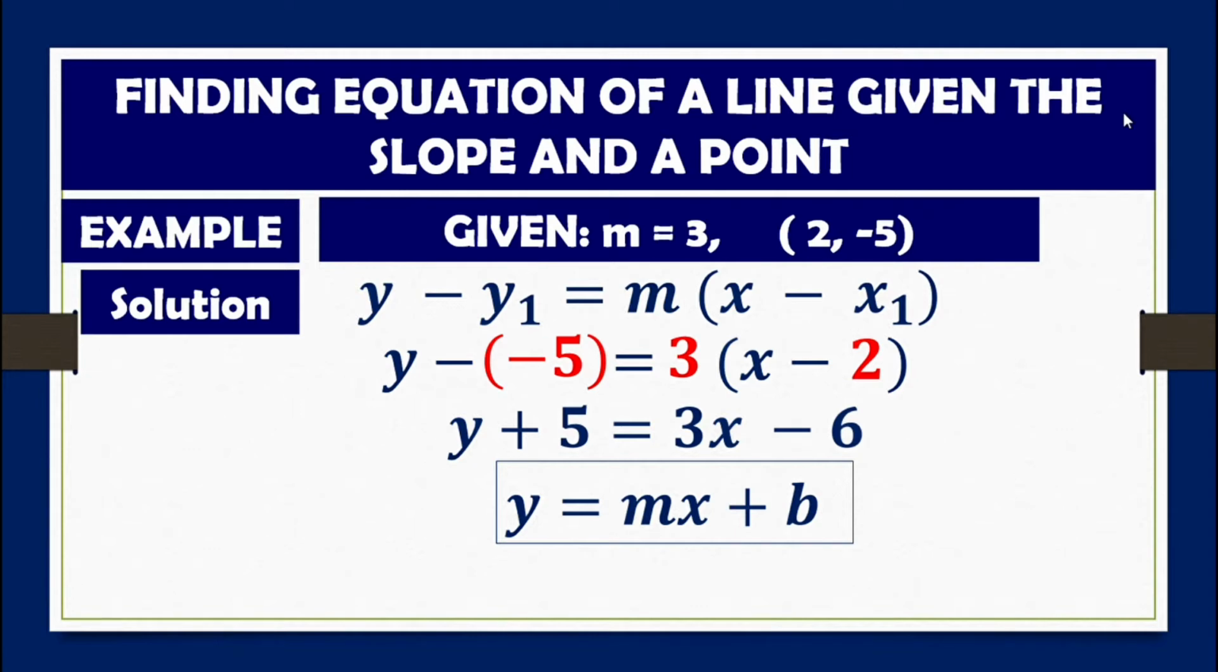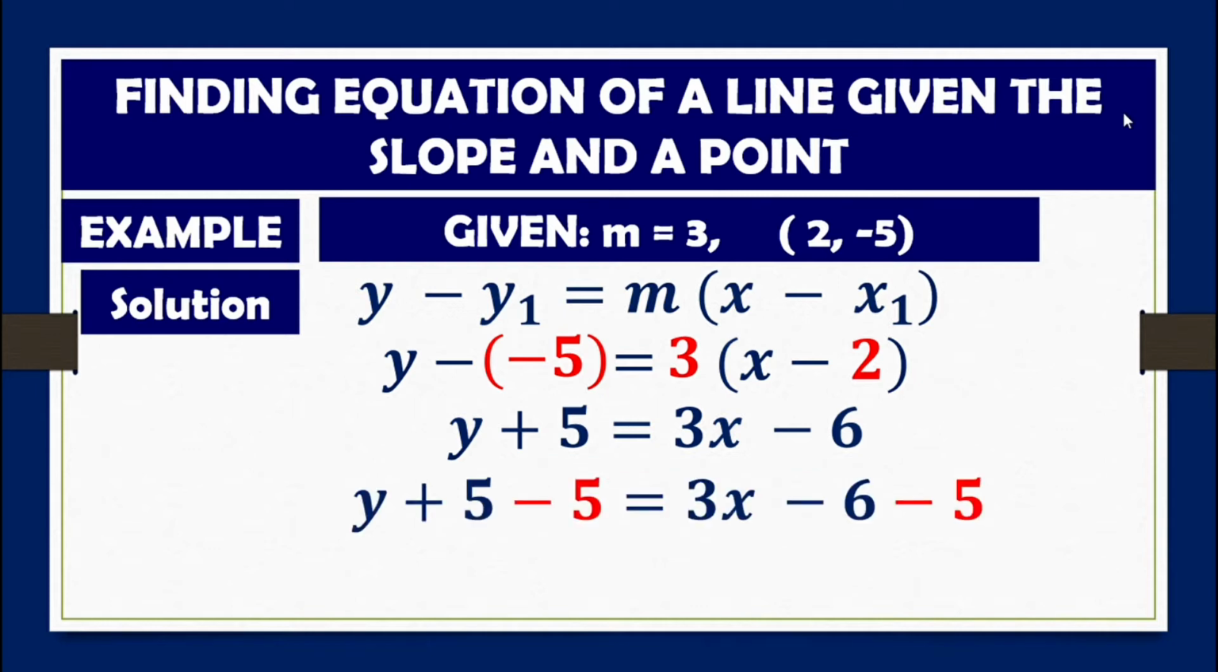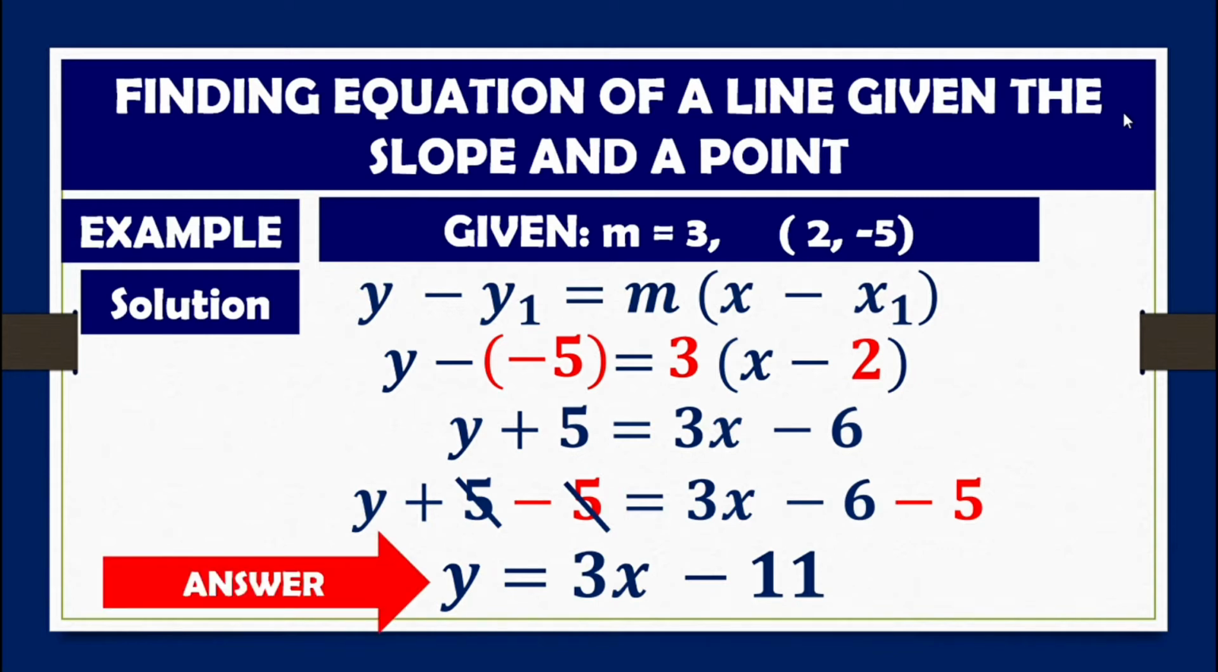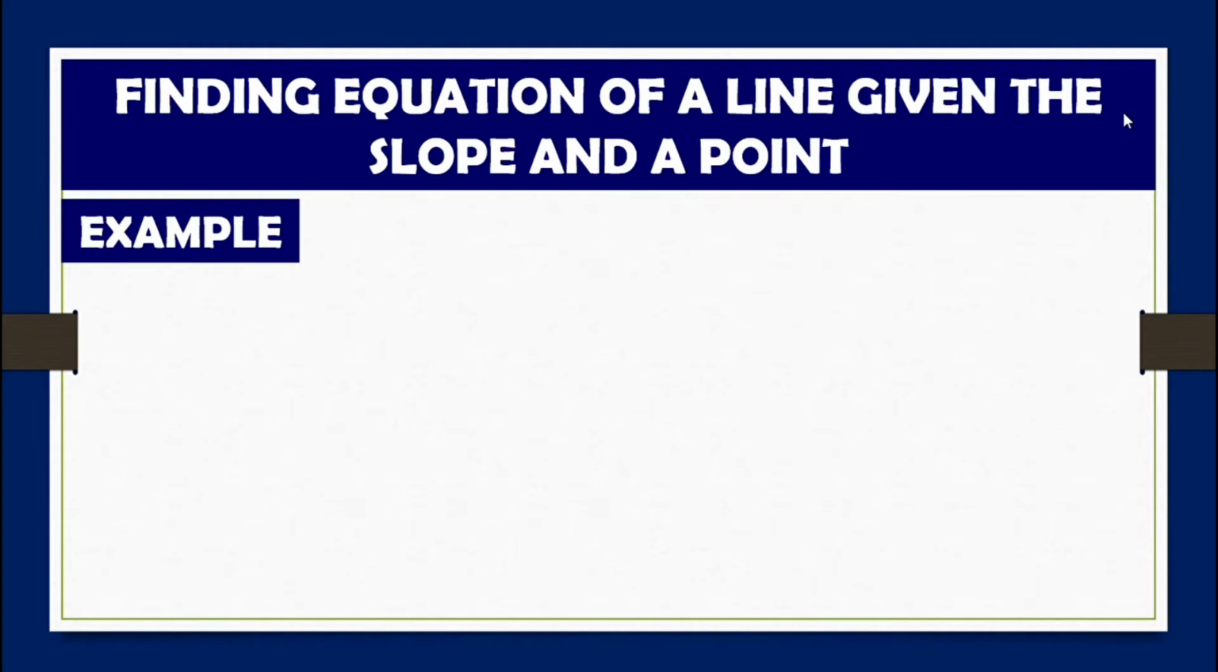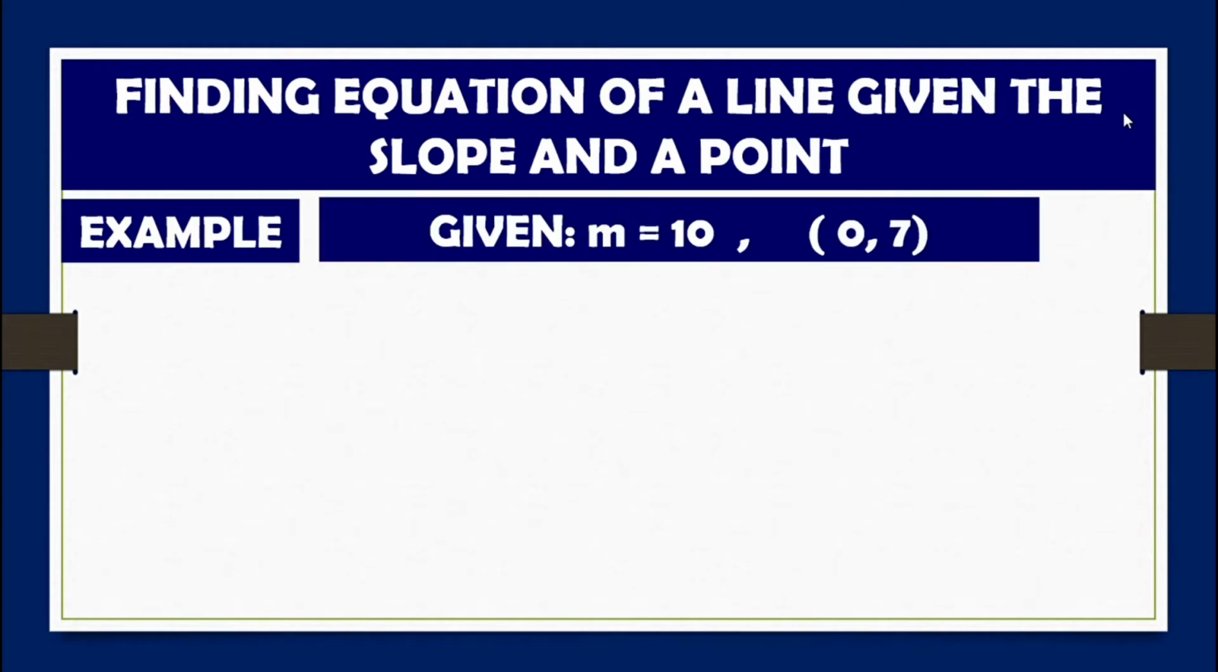So in this case, we will utilize the subtraction property of equality as we subtract both sides by 5, eliminating it on the left side. Our simplified equation is y equals 3x minus 11. In this case, this is considered as our answer because it is written already in slope-intercept form. Another example. Given slope is equal to 10 and coordinates of our point 0, 7.